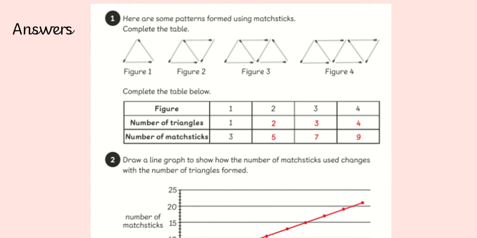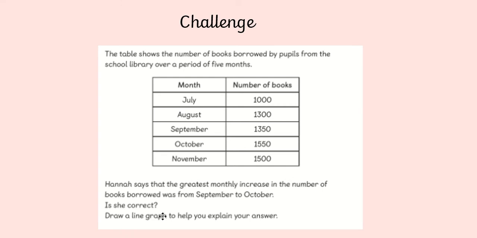If you would like even more of a challenge, we have got this activity. So the table shows the number of books borrowed by pupils from the school library over a period of 5 months. Hannah says that the greatest monthly increase in the number of books borrowed was from September to October. Is she correct? It wants you to draw a line graph to help you explain your answer. Okay, so your task then is to draw a line graph using the information in this table and see if Hannah is correct.